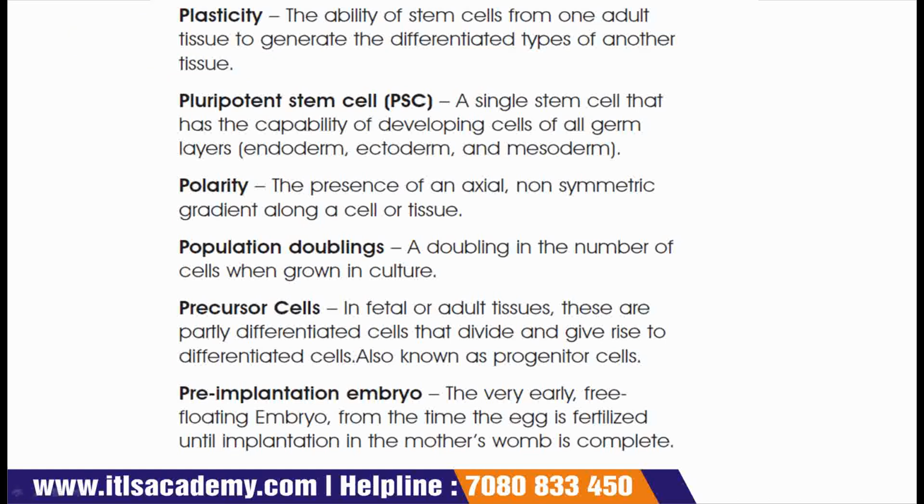So now we are going to see our next important term, that is pluripotent stem cells. A pluripotent stem cell is a single stem cell that has the capability of developing cells of all germ layers. What are all germ layers? These are endoderm, ectoderm and mesoderm. These are formed by the pluripotent stem cells.